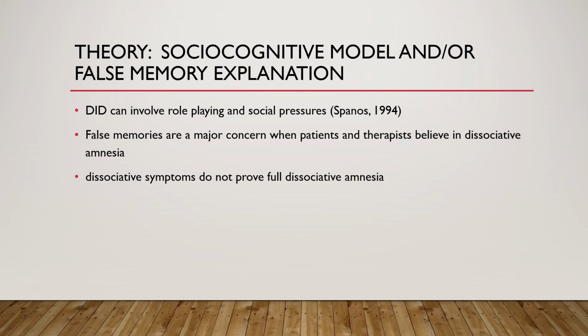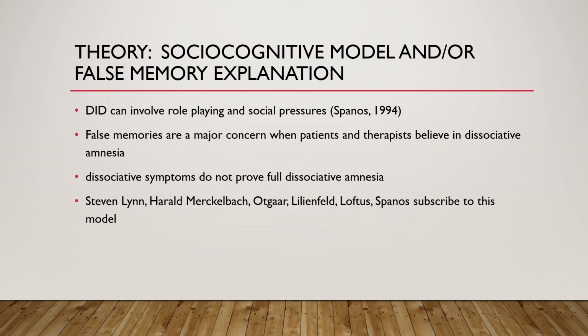Another part of the model is a concern that false memories occur when patients and therapists believe in dissociative amnesia and the trauma dissociation model. And those false memories, of course, can end up in court sometimes. They can end up splitting up families. So this is a major concern.